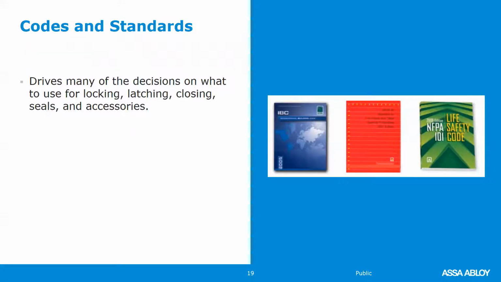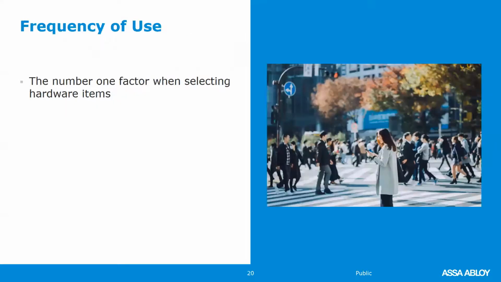So if you have a lever handle that you're using because of ADA, chances are for continuity of design, you'll use lever handles throughout the entire building, and you're going to want to use the same lever handle design on your locks and your exit devices and potentially on pull handles. But the number one factor for selecting hardware on a hospital is the frequency of use.